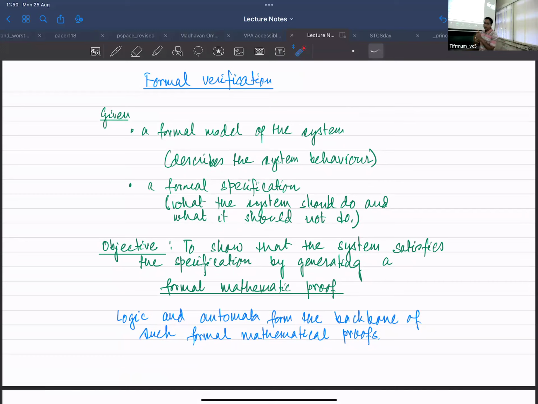A specification can be thought of as a language as well, in the sense that a specification describes a set of executions of the system, say, a set of executions that the system should not violate. So you can consider the specification also as a language. Is it clear?